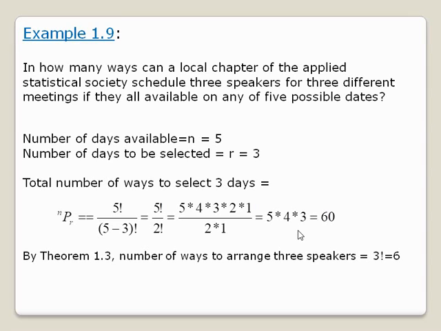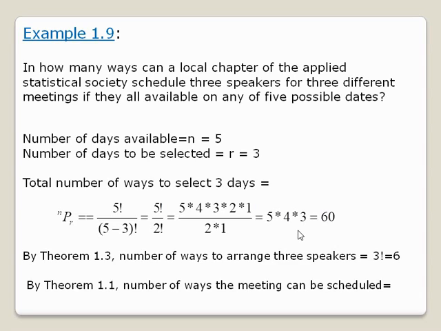Now by theorem 1.3, the number of ways to arrange 3 speakers will be 3 factorial, which is 6. Hence, by theorem 1.1, the number of ways the meeting can be scheduled will be 60 times 6, which is a total of 360 ways.